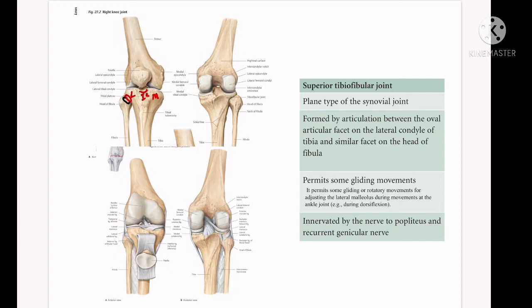It is a synovial joint, it presents a cavity, and it is a plane type of synovial joint. This synovial joint between the upper end of the fibula and the upper end of the tibia permits some amount of gliding movement or rotatory movement.